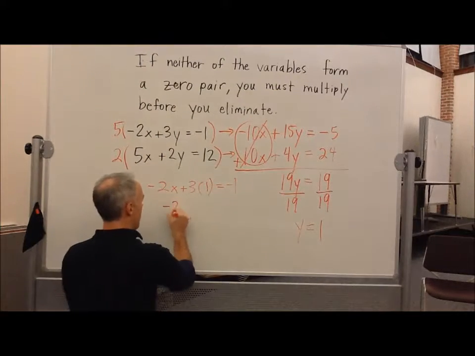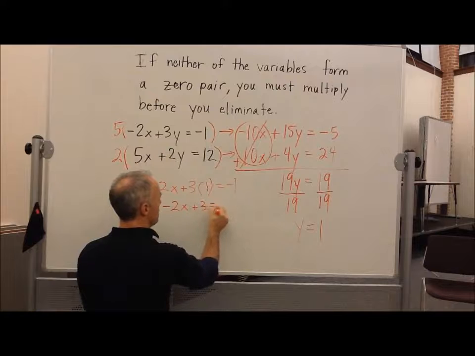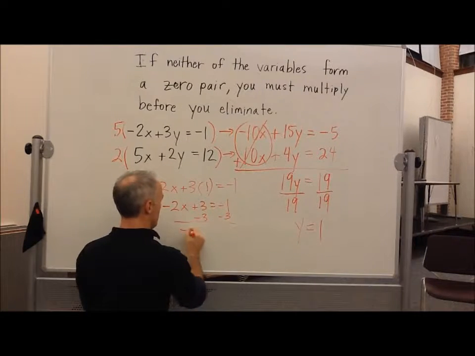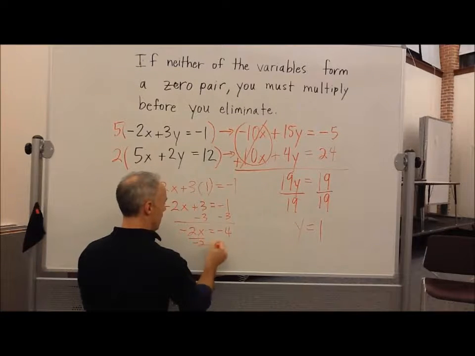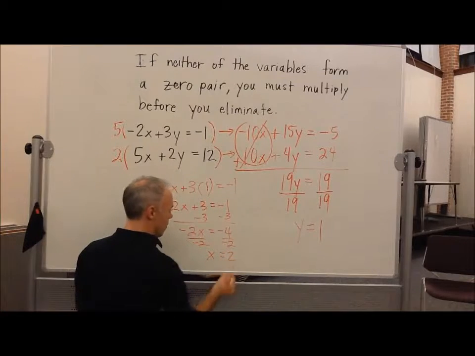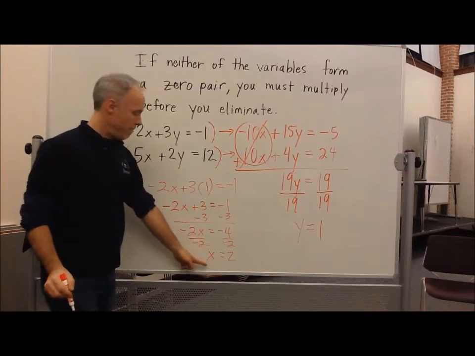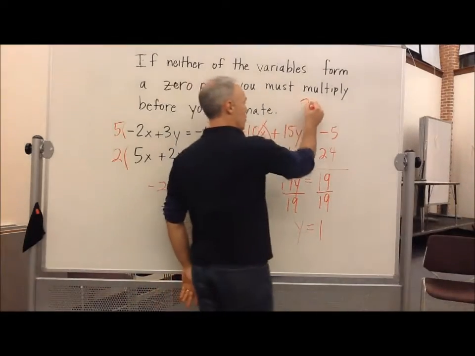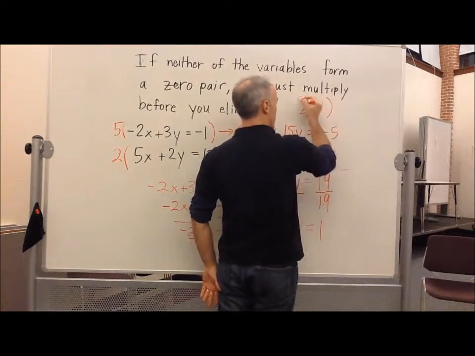Negative 2x plus 3 equals negative 1. Let's subtract 3 from both sides. Negative 2x equals negative 4. Divide by negative 2. X equals 2. So, if x is 2 and y is 1, that will work in both of these equations. We can write it as an ordered pair.